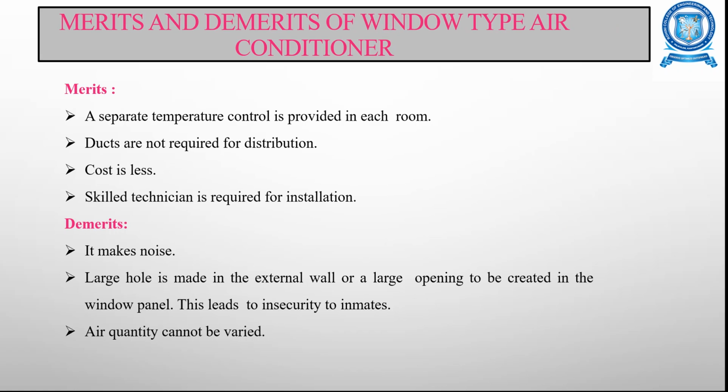Coming to the merits and demerits. The merits of the window type air conditioner: a separate temperature control is provided in each room, ducts are not required for distribution, the cost is very low, and a skilled technician is not required for installation. The demerits: it makes noise, and a large hole has to be made in the external wall, or a large opening has to be created in the window panel. This might lead to insecurity for the inmates. Air quantity cannot be varied.